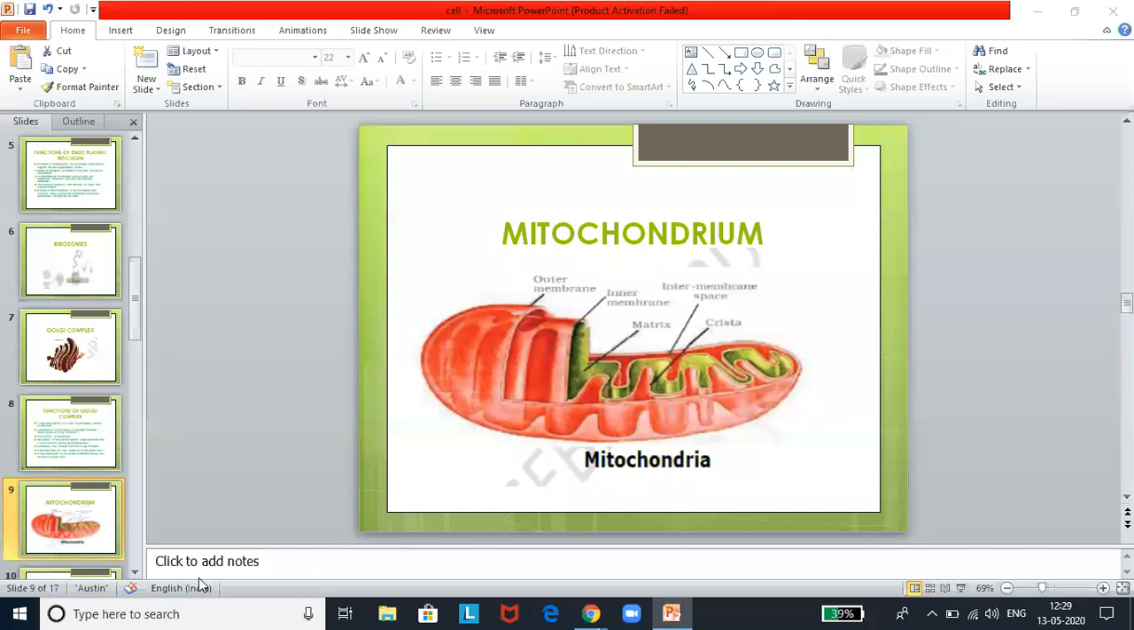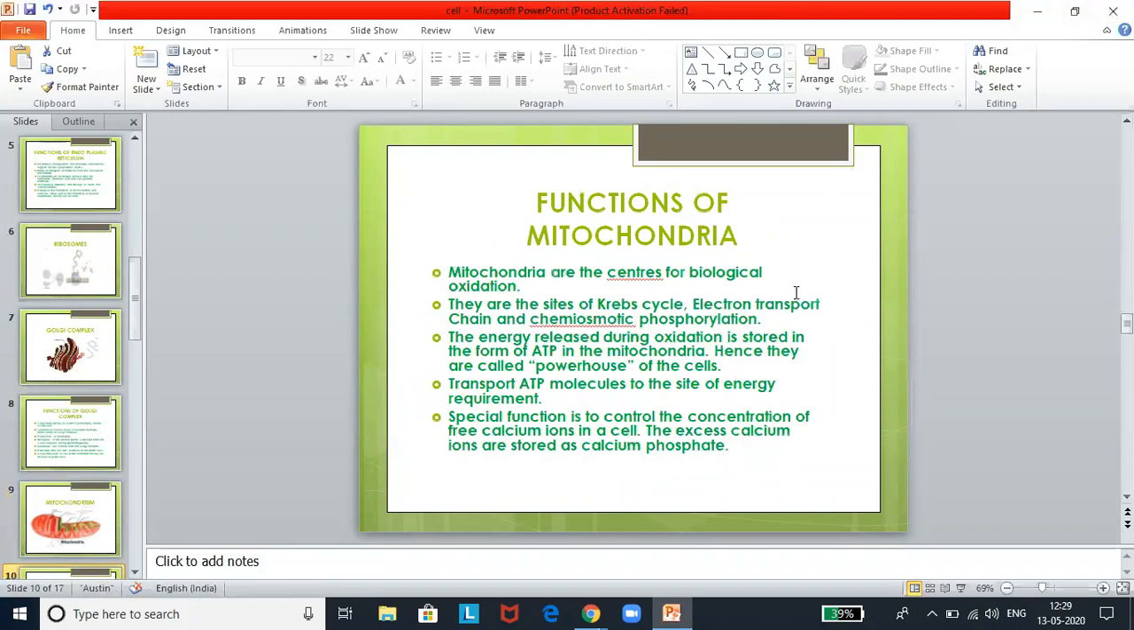Now let us look at the important functions of mitochondria. Mitochondria are the center for biological oxidation. So when we do your entire respiration, you will understand how mitochondrion plays a very important role in the formation of ATP molecules. They are the sites of Krebs cycle, electron transport chain, and chemiosmotic phosphorylation. The energy released during oxidation is stored in the form of ATP in the mitochondria, and hence they are also called powerhouse of the cell.